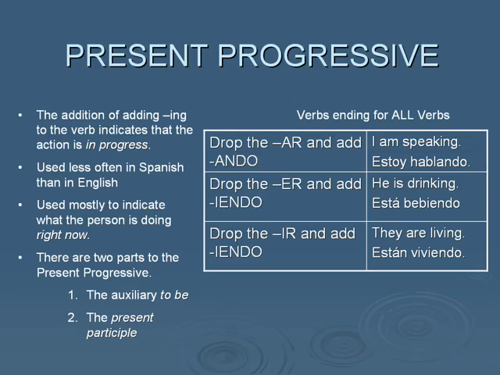The present progressive is used to indicate what the person is doing right now or an action in progress. So there's two parts of this, the verb estar, to be, and the present participle. So you drop the AR and you add ando, the ER and IR and you add yendo.